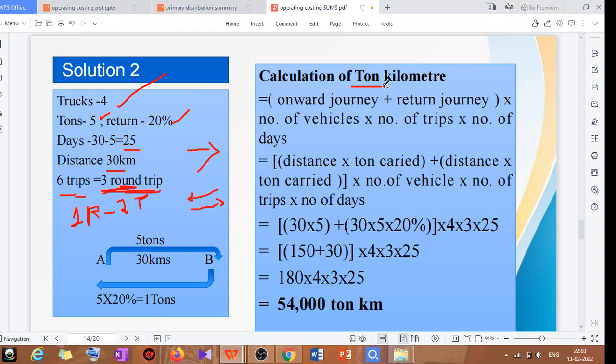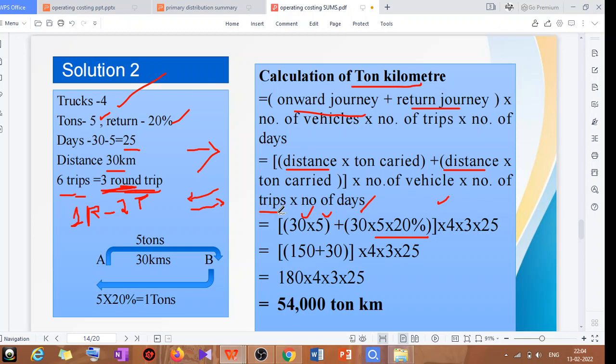Calculation of ton kilometer: onward journey plus return journey. Okay, in onward, what is the distance traveled? How much distance? 30. Ton carried, that is 5. Return journey, so in the return journey what was the distance? Same thing, that is 30. Goods carried, that is tons carried 5 into 20%. Clear? Then number of vehicles, how many vehicles were here? 4, right? Then number of trips.